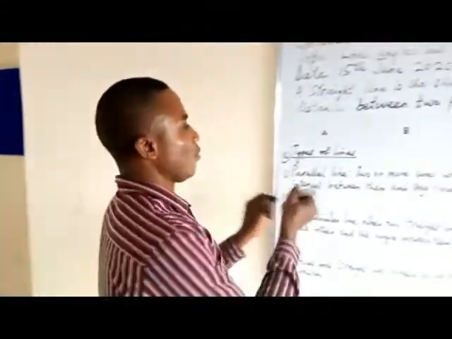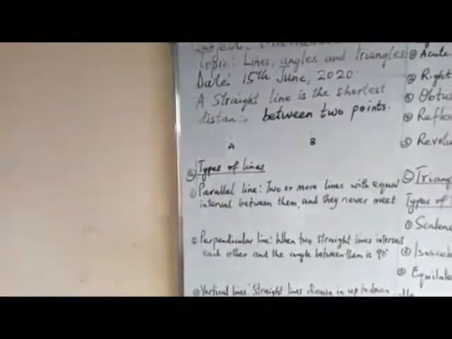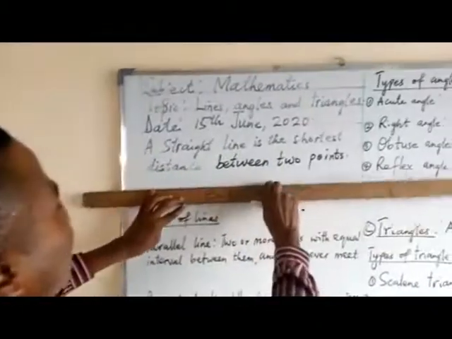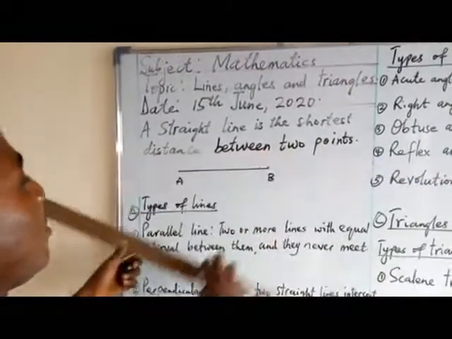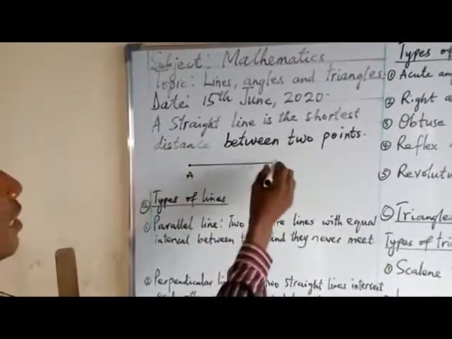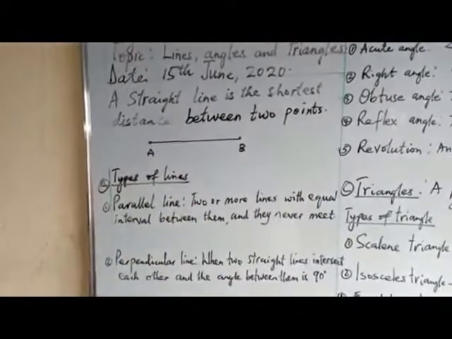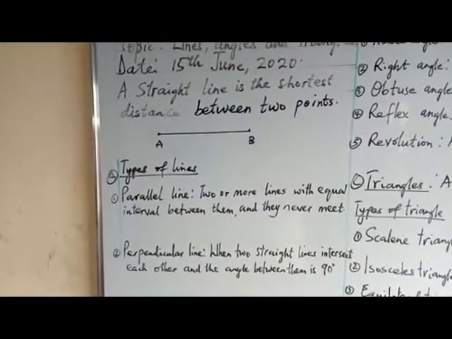If you want to represent it, mostly we use a ruler to represent a straight line. You draw with a ruler. So the starting point is point A, and this is point B. This is a straight line. So we're going to look at types of lines.